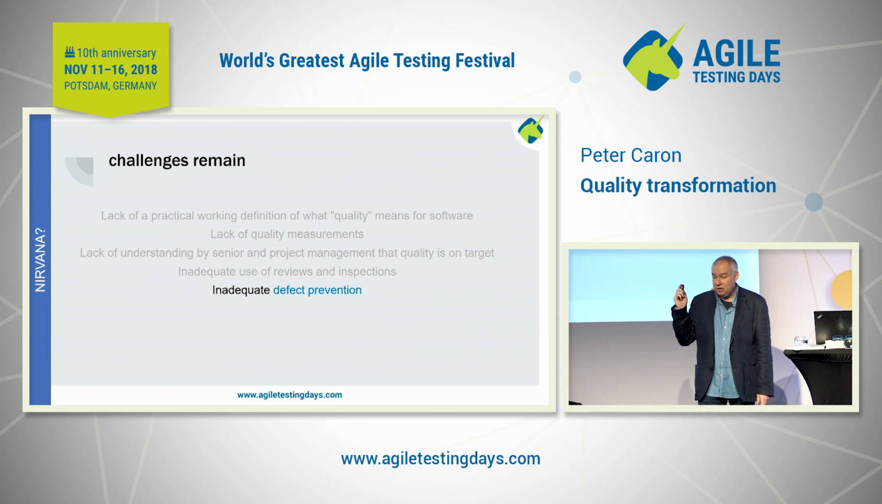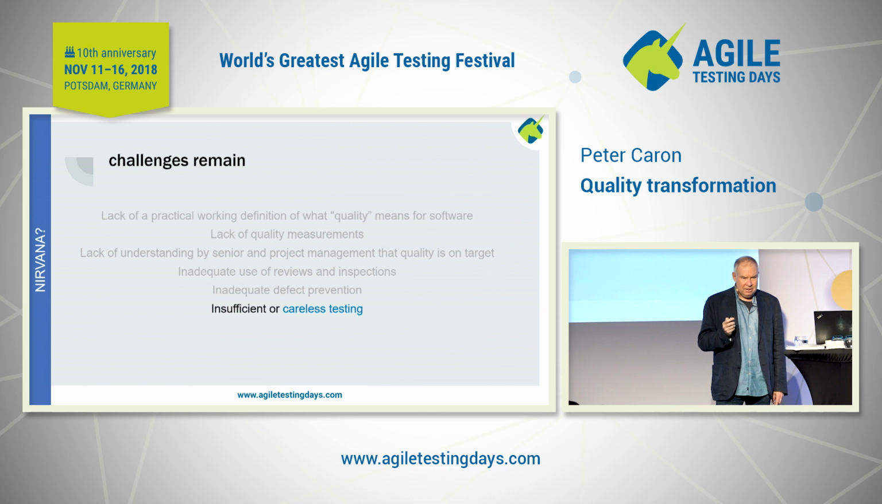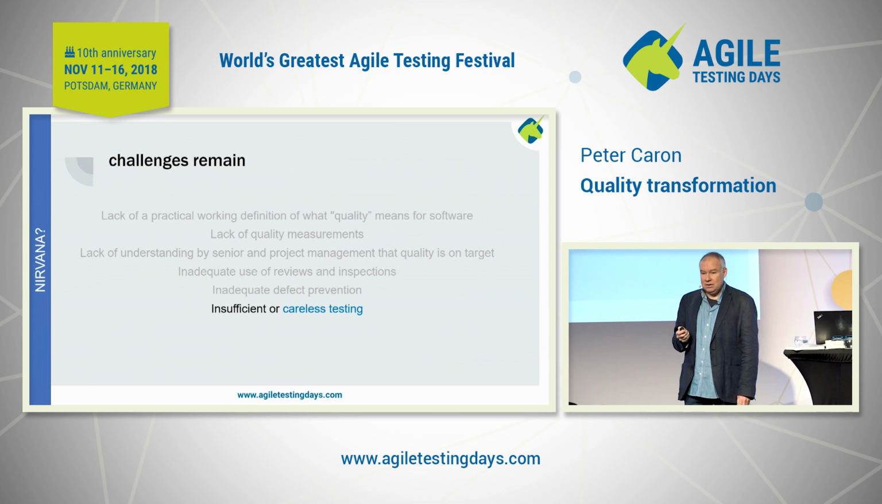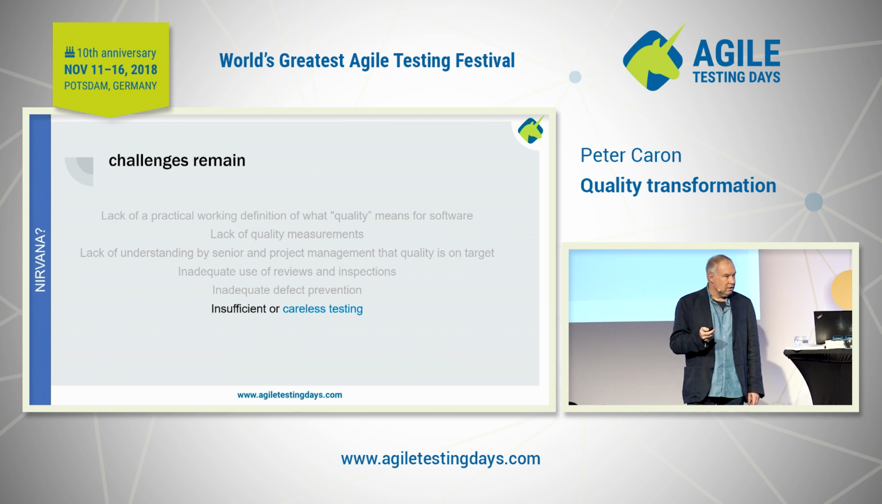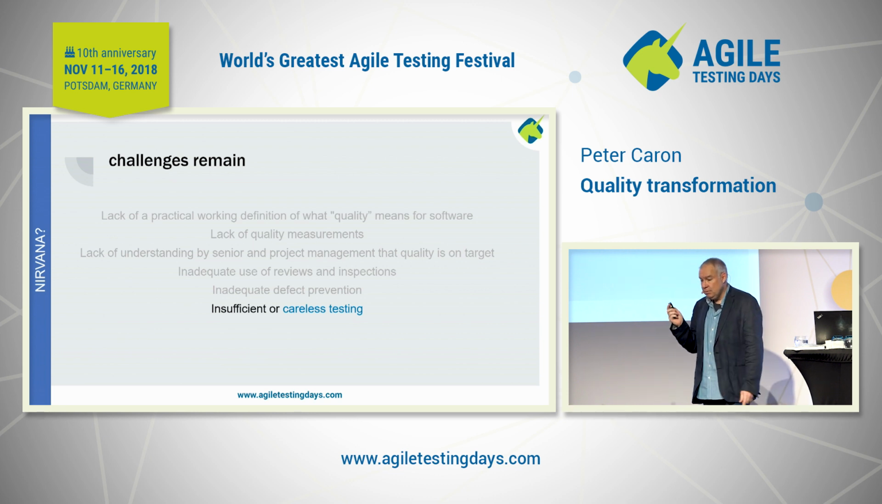So we have inadequate defect prevention. Inefficient or careless testing. Now, okay, many of you here are testers, but I think you know what I'm talking about. The flaky test is a great example. That test that gives you one result 9 times out of 10, and then one time it gives you a different one. Do you find out where it is? You struggle through? Do you deep dive into there? Or do you turn it off? This is a big problem.